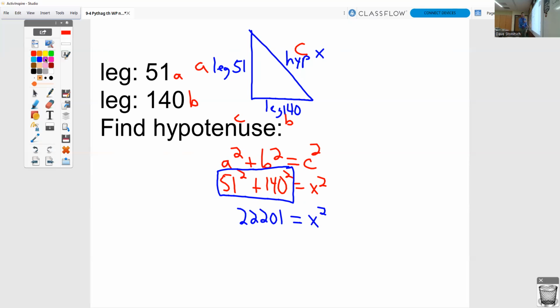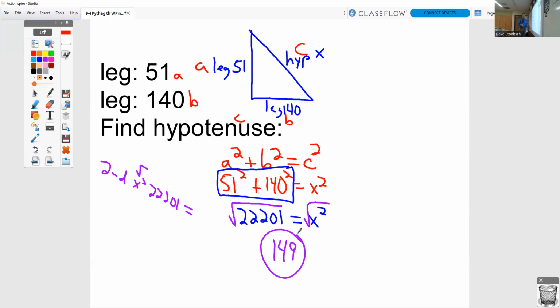The last step in every single question is to take your square root. So we want to take the square root of 22,201. Remember, on our school calculators, to do the square root, you have to hit second, x squared, which is really your square root button, 22,201, and then hit equals. When you do that, you get a final answer of 149.